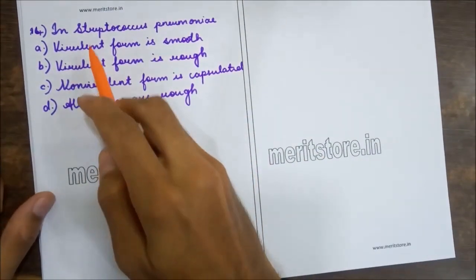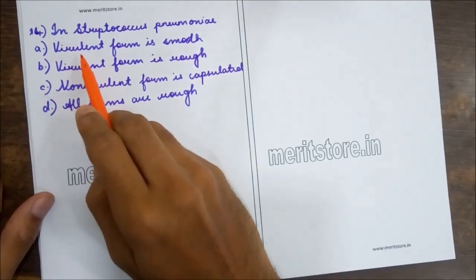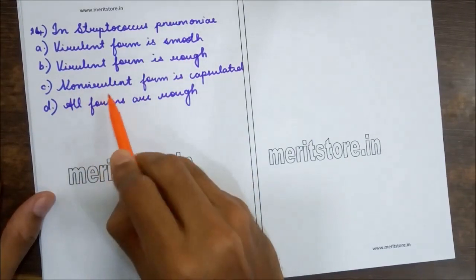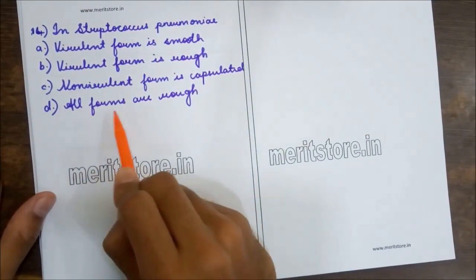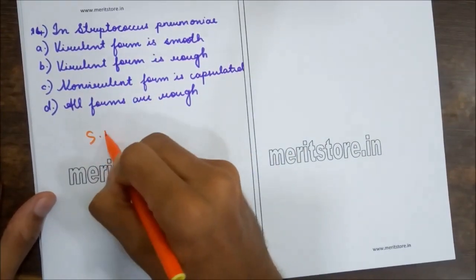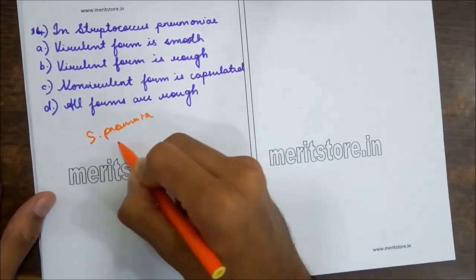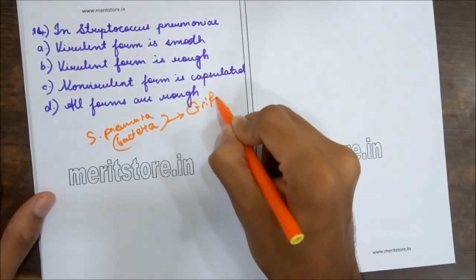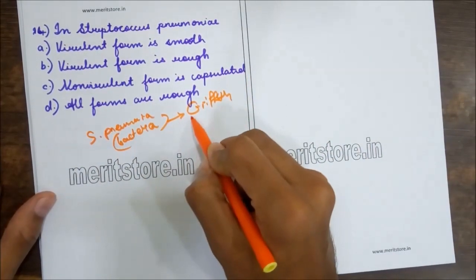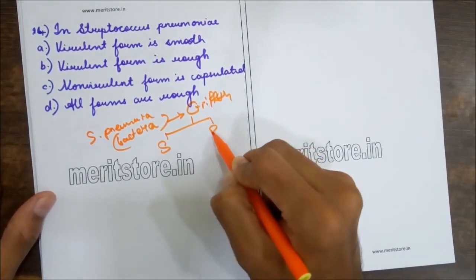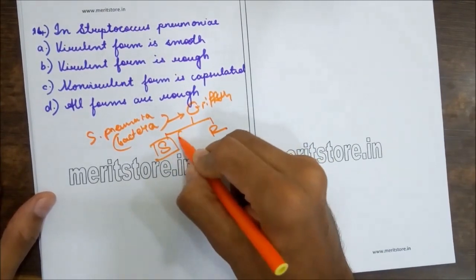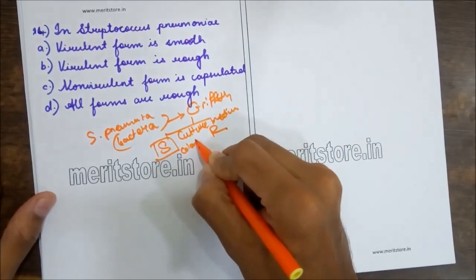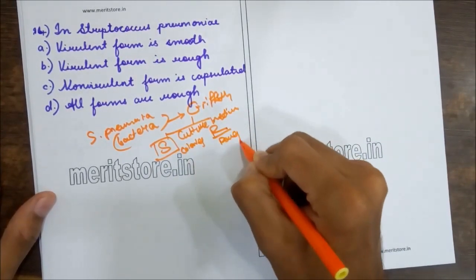Question number 4, in Streptococcus pneumoniae, A option tells us its virulent form is smooth, B virulent form is rough, C non-virulent form is capsulated, D all forms are rough. Streptococcus pneumoniae is a bacteria which was used in the experiment by Griffith, the scientist. He used two strains, the smooth and rough. Why smooth and rough? Because on culture medium they produced smooth colonies and the other strain produced rough colonies.